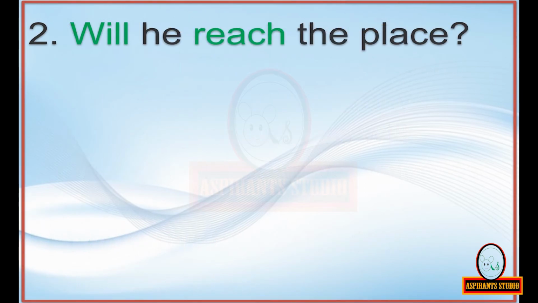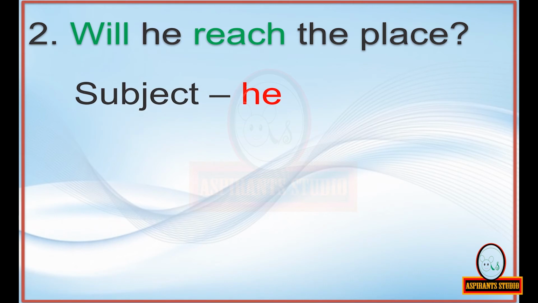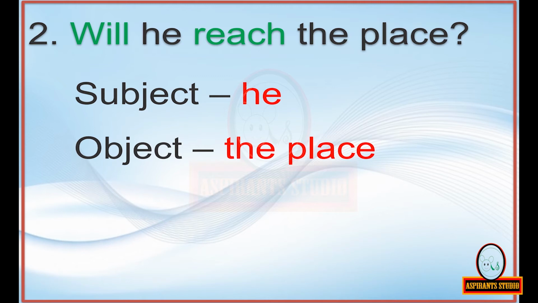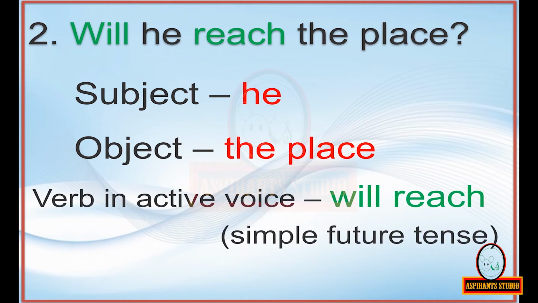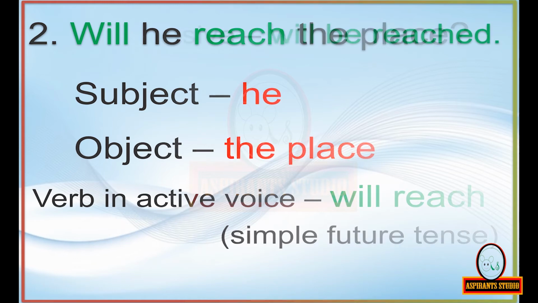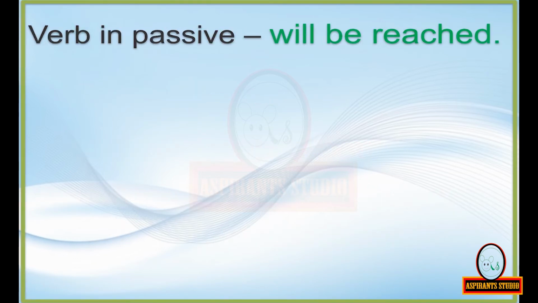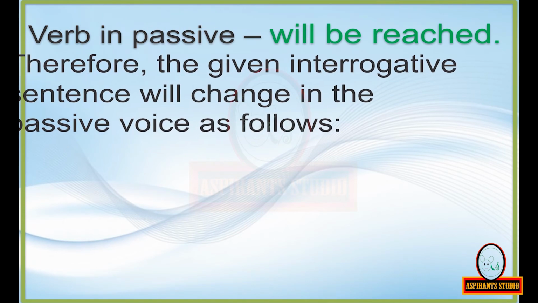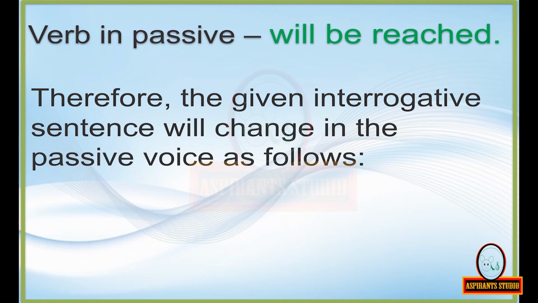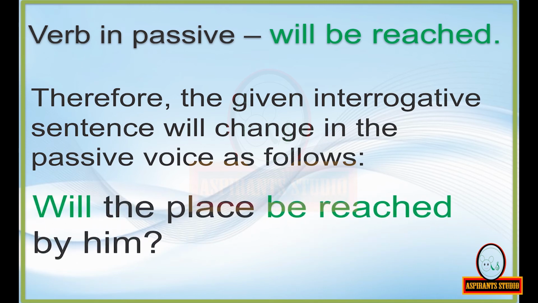Will he reach the place? Subject he. Object the place. Verb in active voice. Will reach. Simple future tense. Verb in passive. Will be reached. Therefore, the given interrogative sentence will change in the passive voice as follows. Will the place be reached by him?